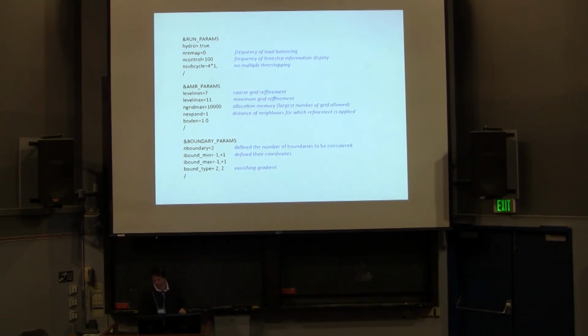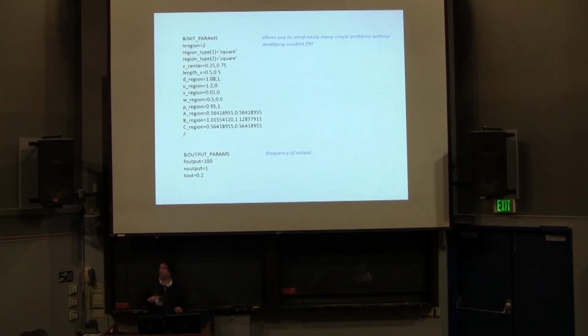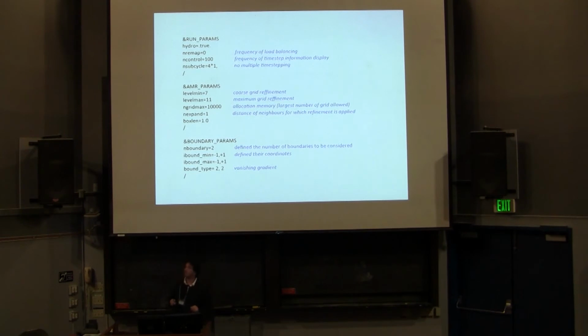Okay. Wait, Patrick, can you go back to the previous slide? Is that inconsistent with the box length? So you have ibound_min is minus 1 and plus 1. Oh, no, sorry. Yeah, no, that can be anything, and that can be minus 1, 1. But it's a very simple coordinate system. Okay.